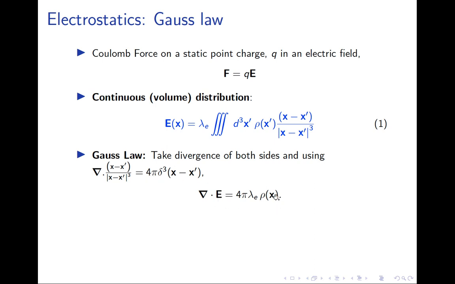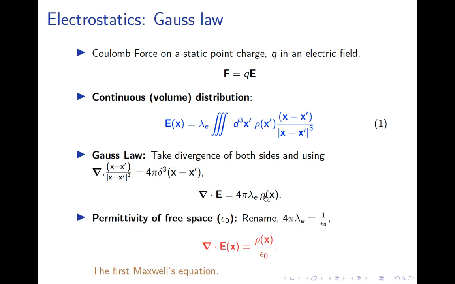So we have a fundamental equation: divergence of E is 4 pi rho at the same point. So divergence of E at x, I forgot to put an x here. The divergence of an electric field at a particular location is proportional to the charge density at that same location.